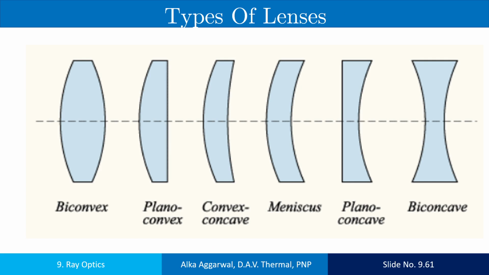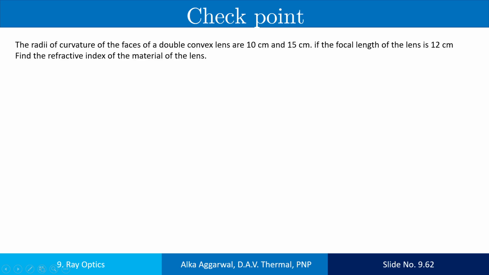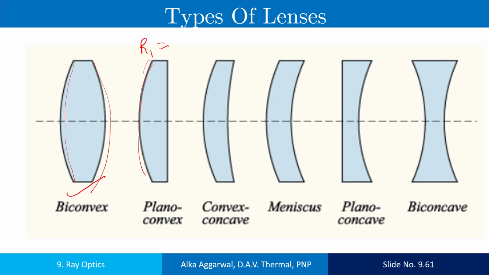These are the types of lenses. This lens is a biconvex lens. Here both the surfaces are convex. This lens is called plano-convex. This surface is convex and this is a plane surface. This surface is a convex surface, so R1 has a finite value and is positive. The second surface is a plane surface. For the second surface, the radius of curvature is infinite.